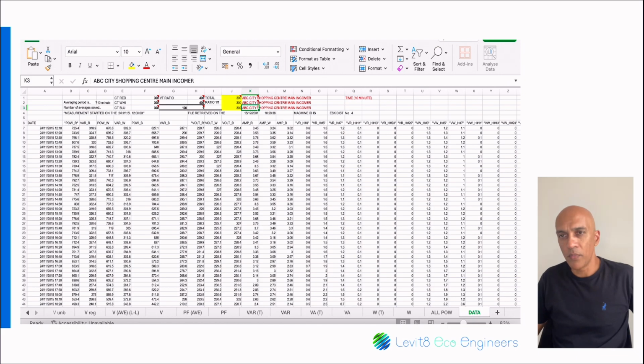So here's an example of Excel exported data, and you have your various measurement parameters. Within these measurement parameters you are then able to determine other parameters such as voltage unbalance, and you can insert the equations and then produce a profile from Excel.